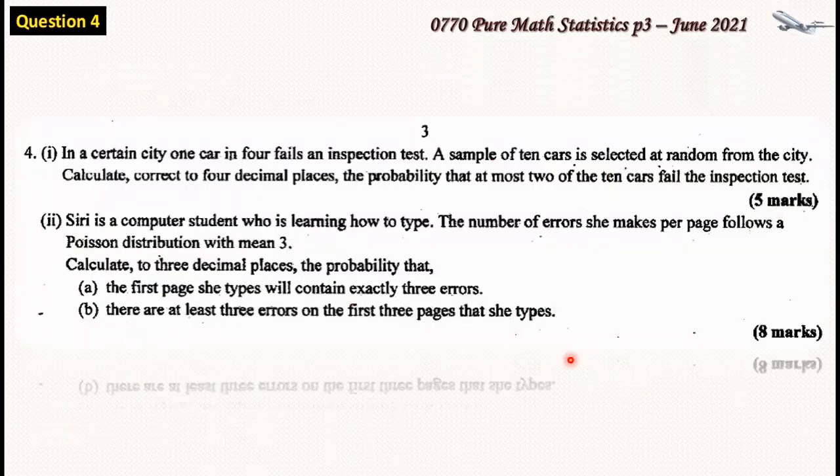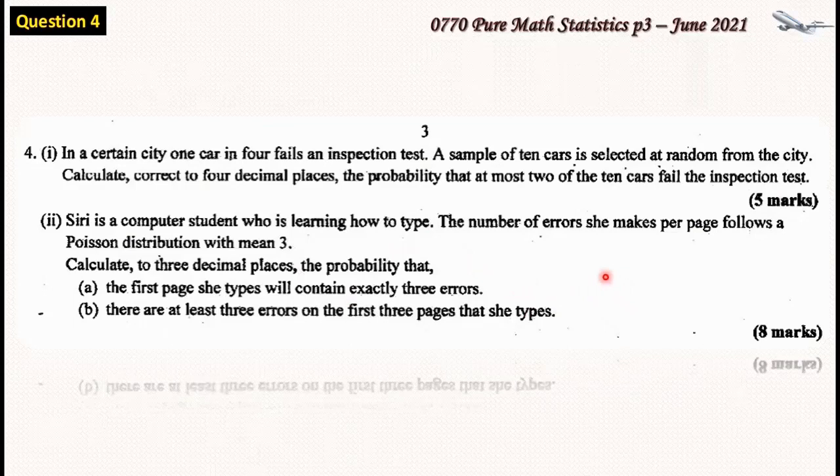This brings us to question 4. In a certain city, 1 car in 4 fails an inspection test. A sample of 10 cars is selected at random from the city. Calculate, to 4 decimal places, the probability that at most 2 of the 10 cars fail the inspection test. Part 2: Siri is a computer student who is learning how to type. The number of errors she makes per page follows a Poisson distribution with mean 3. Calculate, to 3 decimal places, the probability that (a) the first page she types will contain exactly 3 errors, and (b) there are at least 3 errors on the first 3 pages that she types.